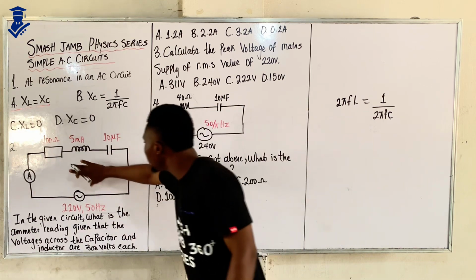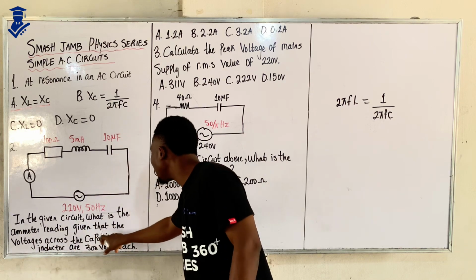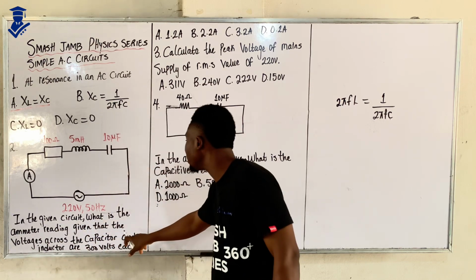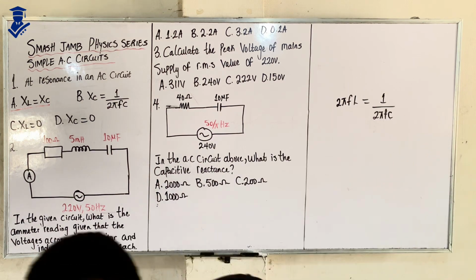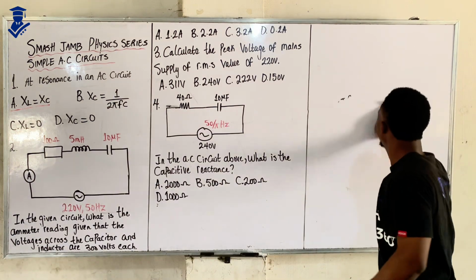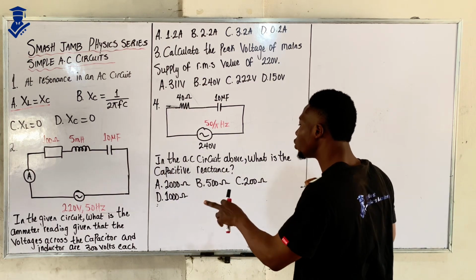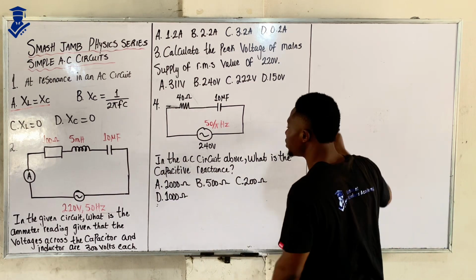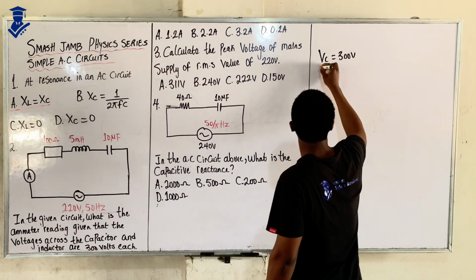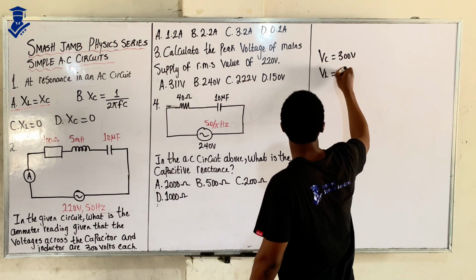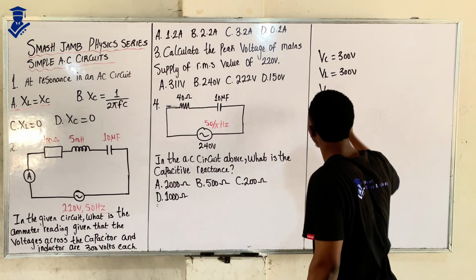We're asked that in the given circuit, what is the ammeter reading, given that the voltage across the capacitor and the inductor are 300 volts each. Let's see how we can quickly solve this question. So VC is equal to 300 volts. VL is also equal to 300 volts.